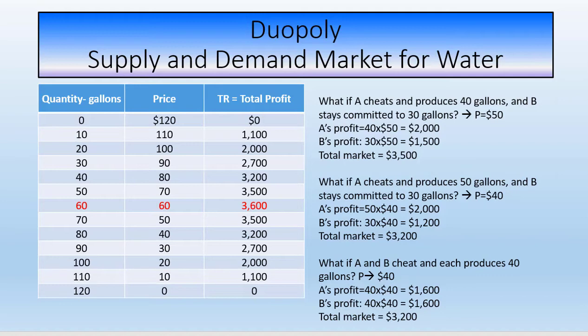It's dropping. Then we ask the question, what happens if A and B both cheat and each produce 40 gallons of water? And so they're cheating behind each other's back. They're not telling each other. So at 40 units each, they're producing a total of 80. That's a price of $40. And so they both share $1,600, which is a total of only $3,200. It's not optimal. So the relevant part of this table is right here.